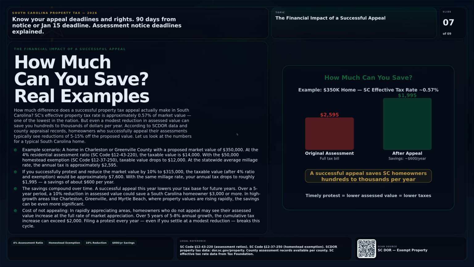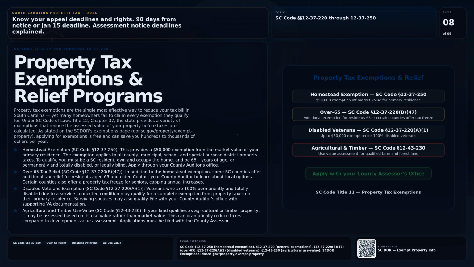Property tax exemptions are the most effective way to reduce your tax bill. The homestead exemption under SC Code Section 1237-250 provides a $50,000 exemption from the market value of your primary residence. To qualify, you must be 65 or older, or permanently and totally disabled, or legally blind. Disabled veterans may qualify for a complete exemption. Agricultural land may be assessed based on use value rather than market value.